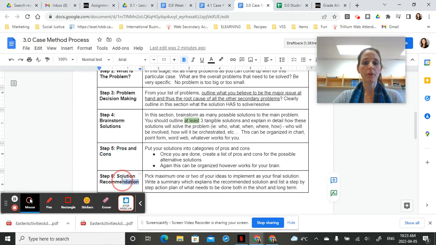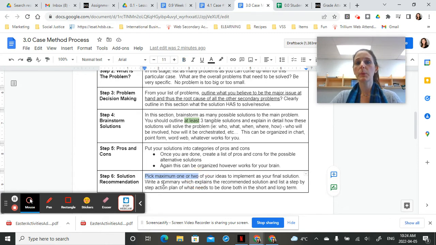Step 6 is taking all of this information and ultimately identifying the most significant solution that you think will solve the problem. Again, I would identify a maximum of 1 or 2 of your ideas to come to a cross solution that you will implement.